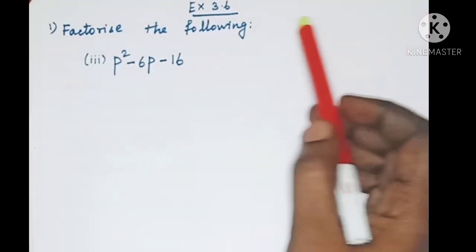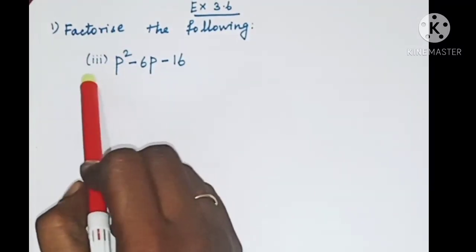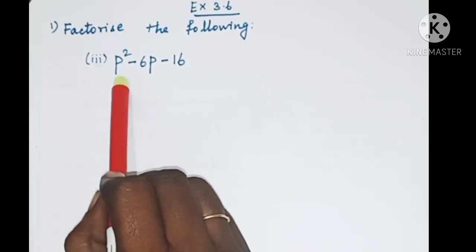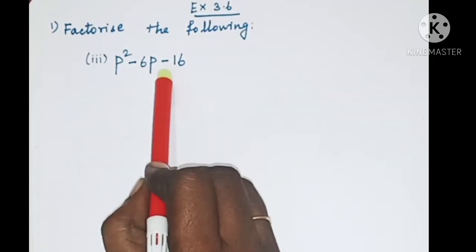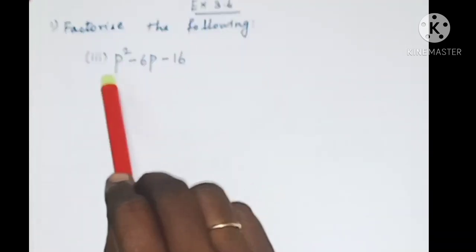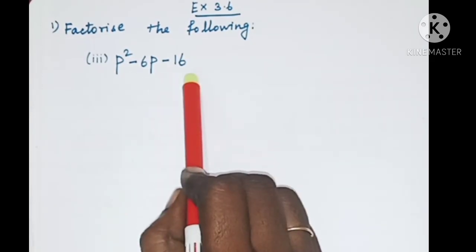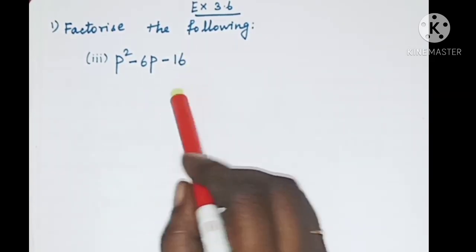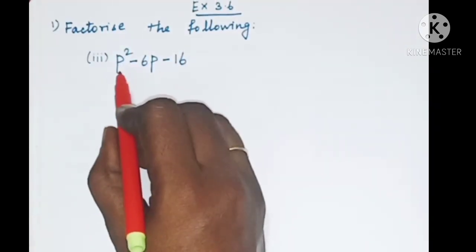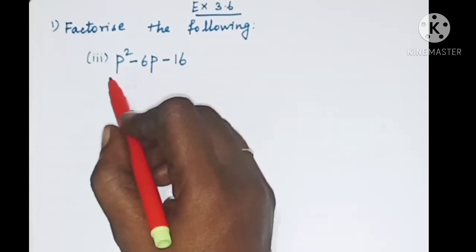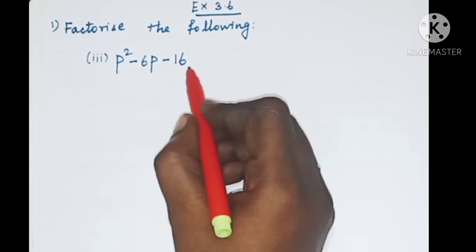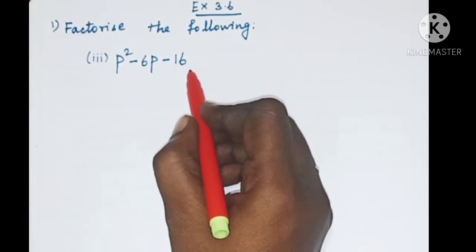Now exercise 3.6, first sum, third subdivision. Factorize the following: p square minus 6p minus 16. Now we have to factorize this quadratic expression by the splitting the middle term method. For that, first we have three terms in this expression. First term is p square, the second term is minus 6p, and the third term is minus 16.